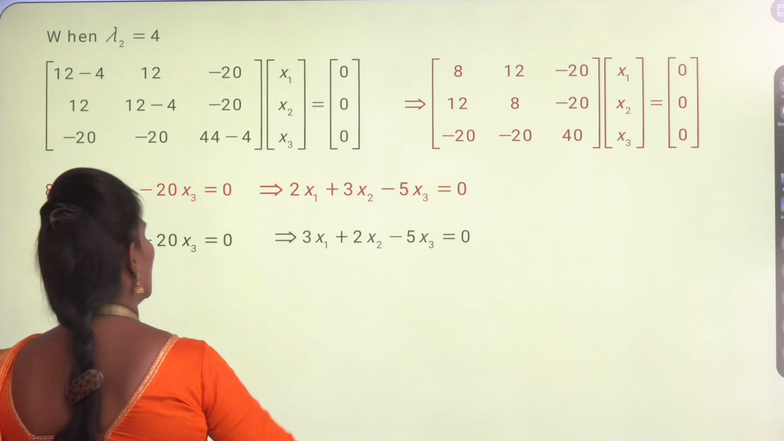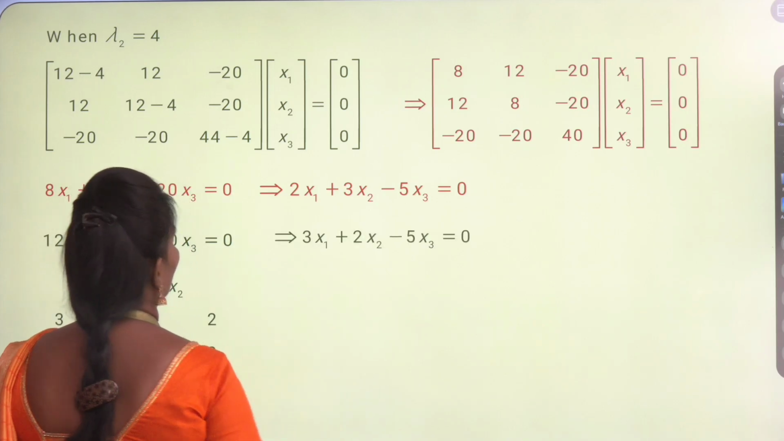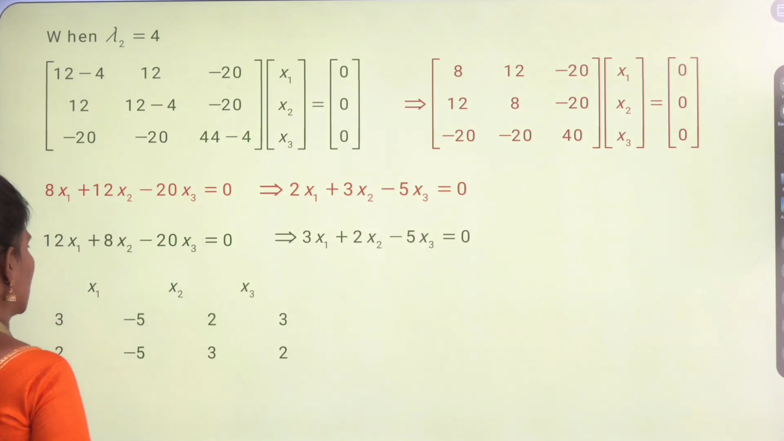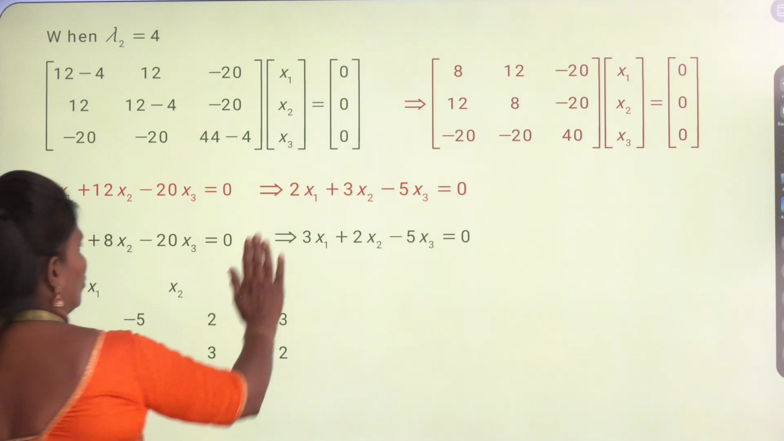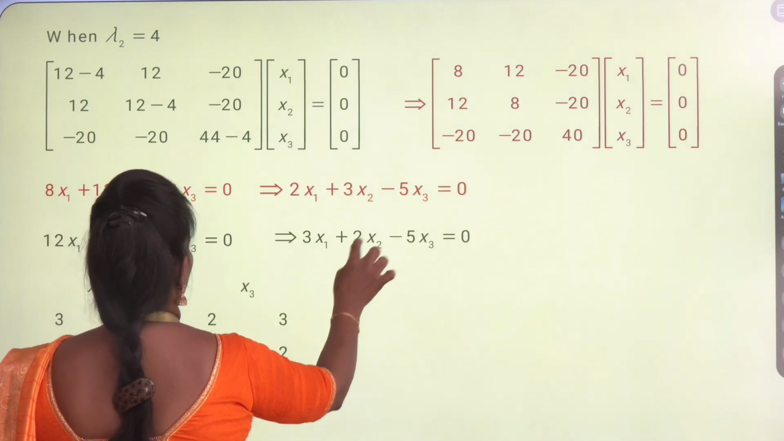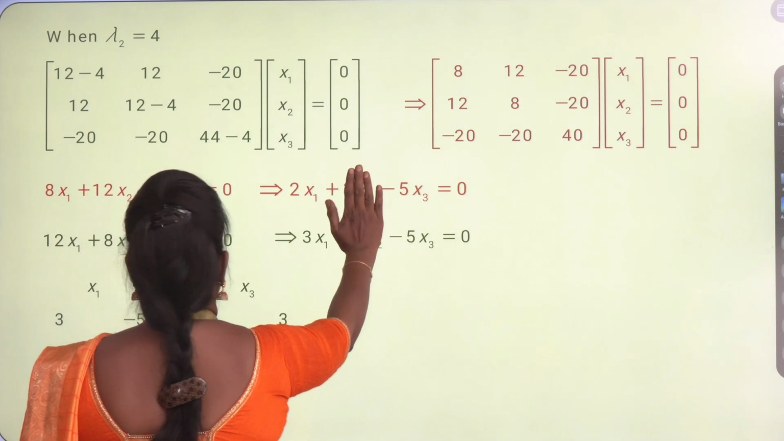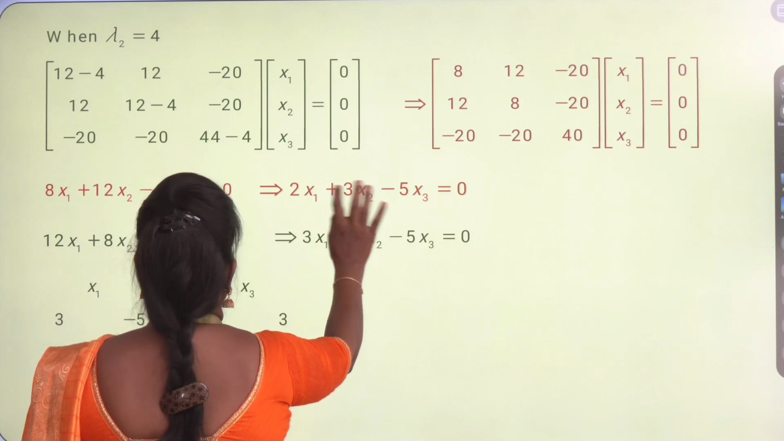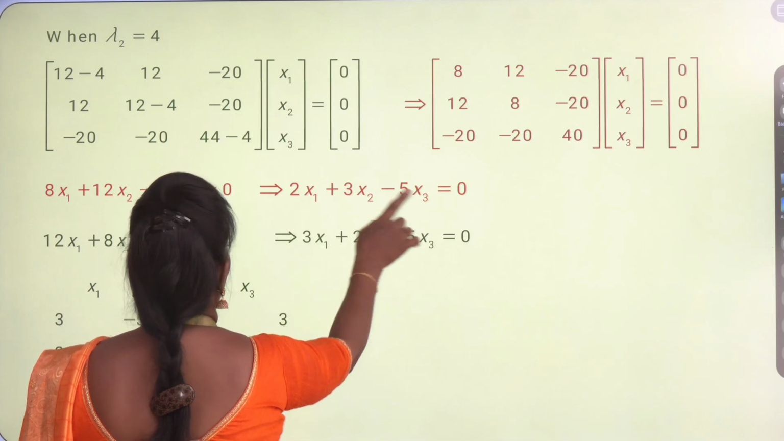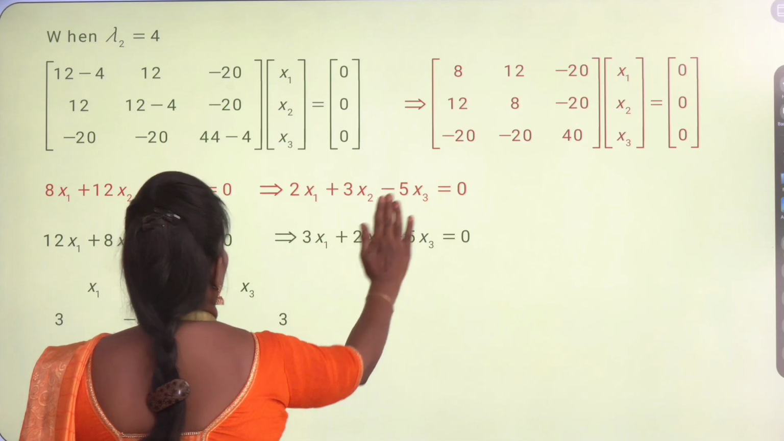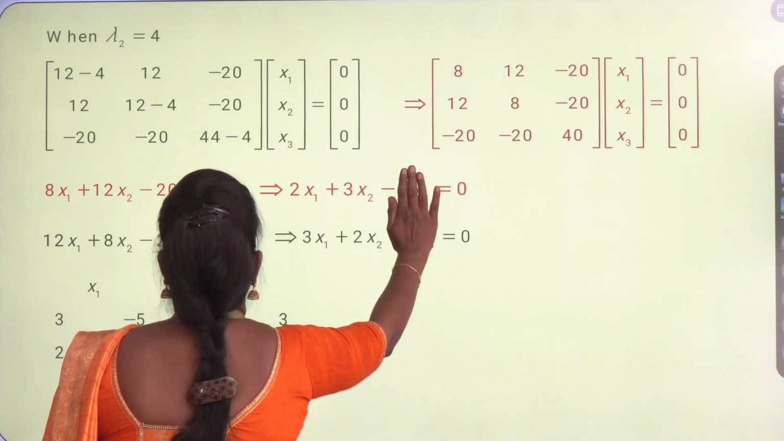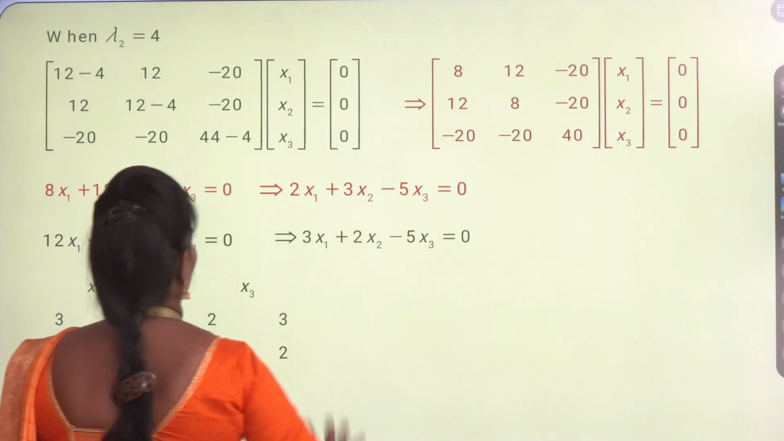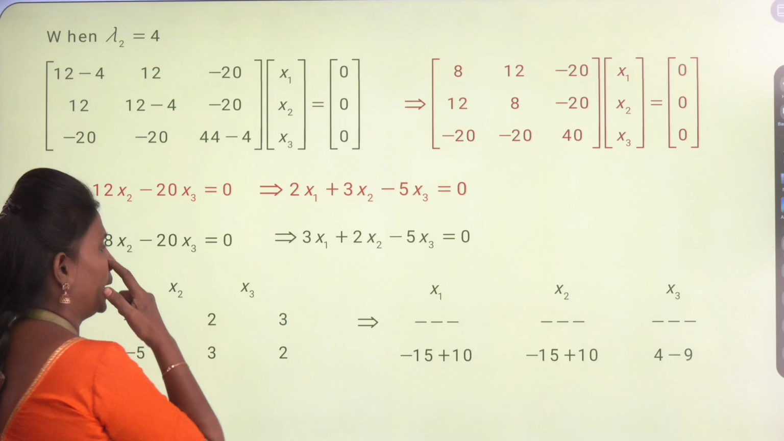Then after performing that, you're going to get three equations here. You take any two of the equations and solve. You're going to get the matrix eigenvectors here. See here, for x1 what are the terms: 3, minus 5, 2, minus 5. For x2, what is it: 2, 3. Then minus 5, 2, minus 5, 3. Then for x3 what you get: 2, 3, 3, 2. Then solve this, you're going to get x1.